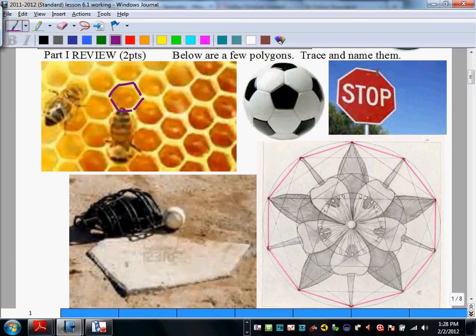All right. So, the honeycomb, Alec, what shape is that? Hexagon is correct. Tyler, the soccer ball, what shape do you see? Or shapes, I should say. There are 2. Pentagon, and the white is a hexagon. Nice job. Okay, Caitlin, what about the stop sign? Oh, that's an octagon. It is an octagon.